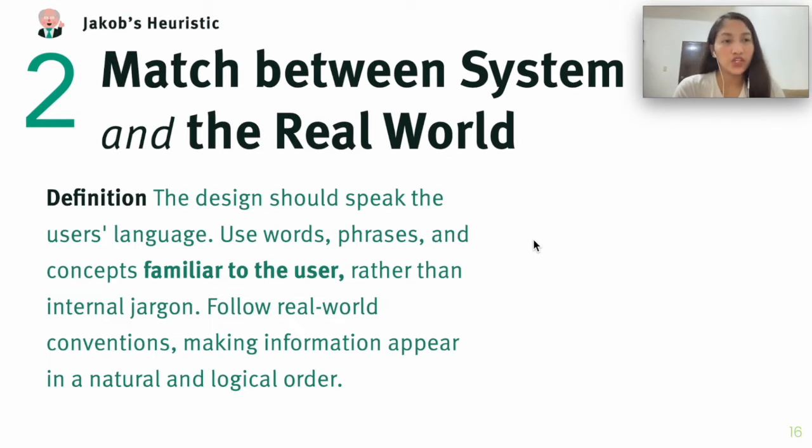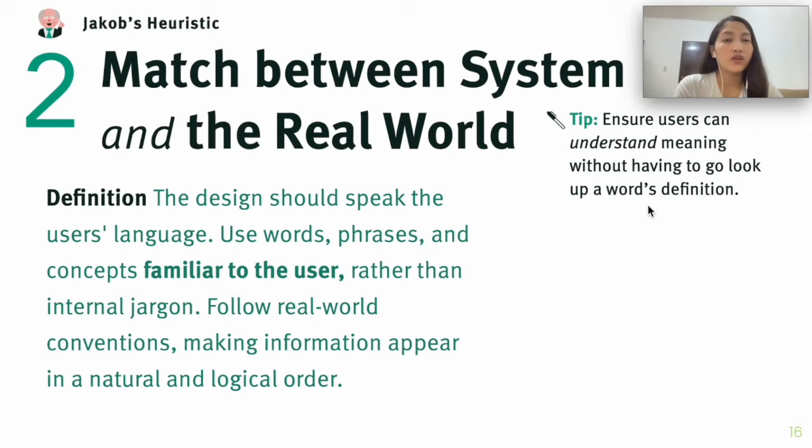When you say internal jargon, ito yung mga salita na maaaring programmer lamang yung may alam. Dapat gamitan mo yung terms, yung words, yung phrases, yung mga concepts na familiar yung target users mo. So, paano mo gagawin yon? Just follow the real-world conventions, making information appear in a natural and logical order. Here are some tips to apply the second heuristic, the match between system and the real world. First, ensure users can understand meaning without having to go look up a word's definition.